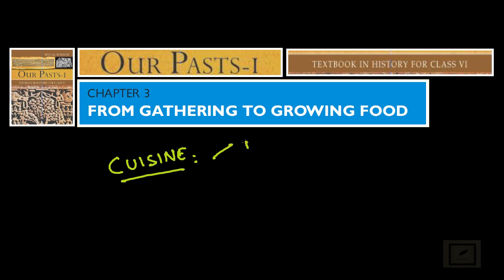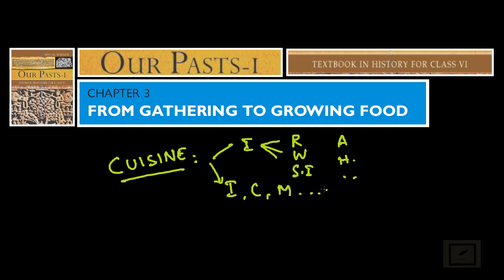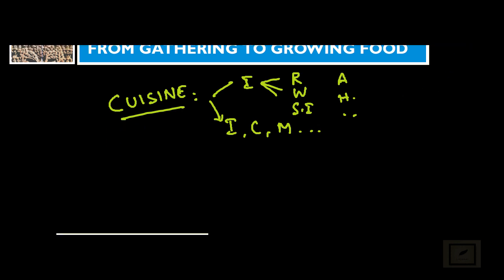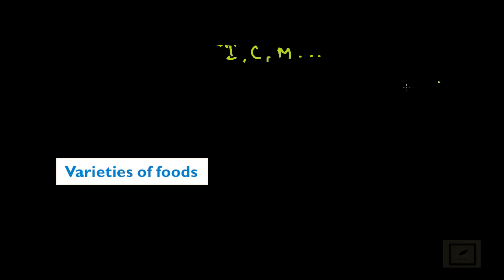We can have Indian. In Indian itself, we have several varieties: Rajasthani, West Bengali, South Indian, Awadhi, Hyderabadi, or something. If we want outside India, then we can have Italian, we can have Chinese, we can have Mexican, and all those stuffs. But was this thing also available to the early man? And if it was not, then what were the varieties of food that he used to eat?